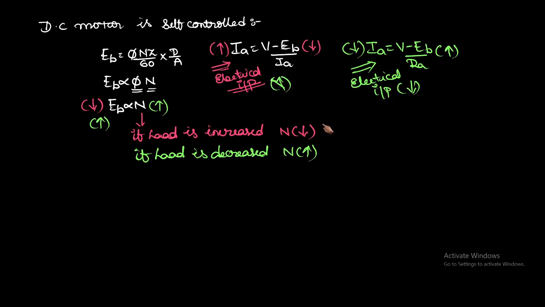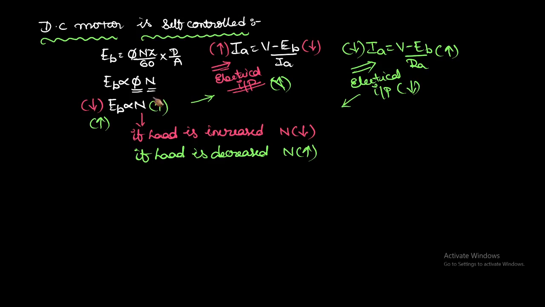That is why a DC motor is a self-controlled device. Whenever it is required, it will take the electrical input. Whenever it is less required, it will simply leave the electrical input. So that's why the DC motor is known as a self-controlled device. That is the explanation for the last point in the last video.